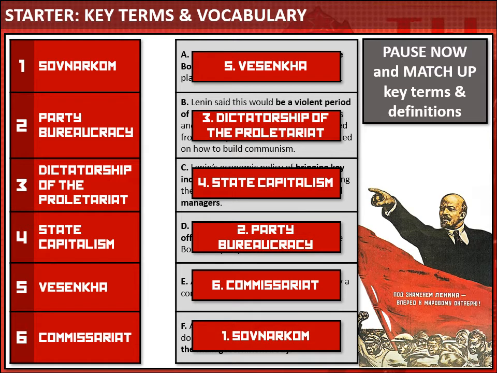So here are the answers. How many did you get right? Pause now and mark your own work and then hit play when you're ready to go.